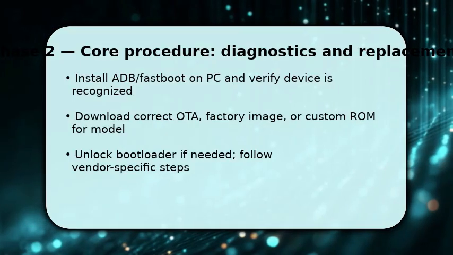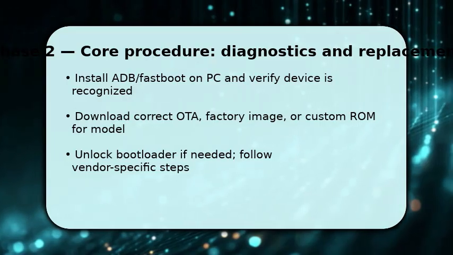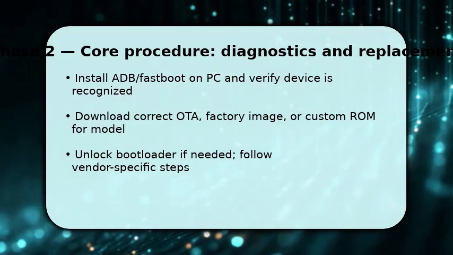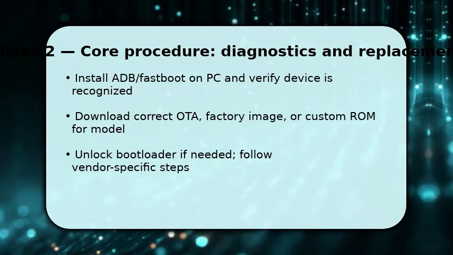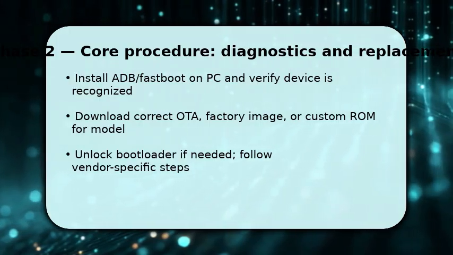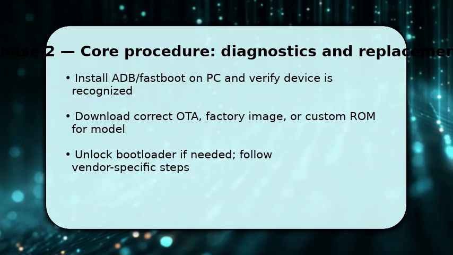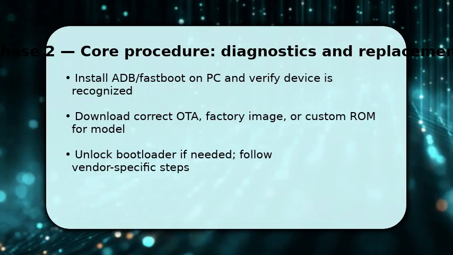You now prepare the software side. Install ADB and Fastboot on your computer, then verify the phone appears with adb devices. After that, download the exact OTA, factory image, or a vetted custom ROM matching your model, mismatches brick devices.